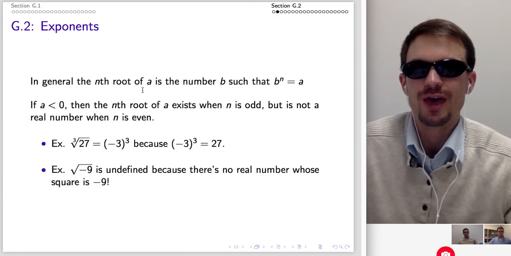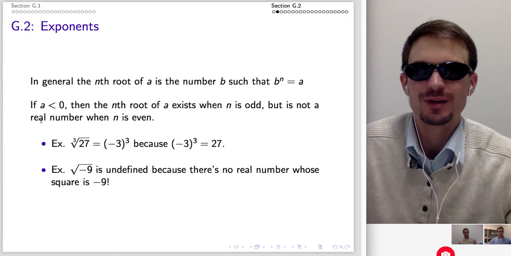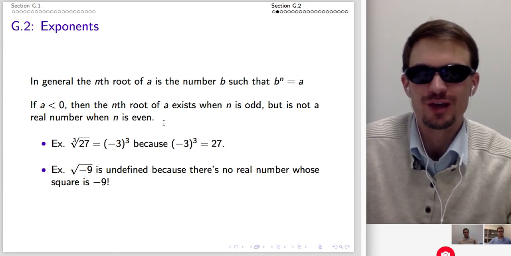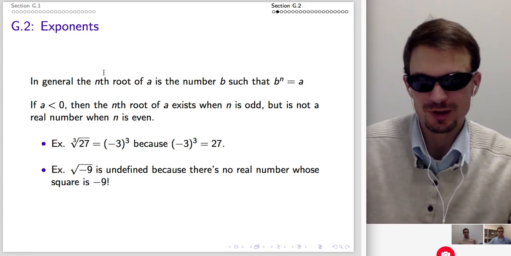In general, the nth root of a is the number b such that b to the n equals a. So if a is negative, then the nth root of a exists when n is odd, but is not a real number when n is even. Let's make sense of that statement by looking at some examples.